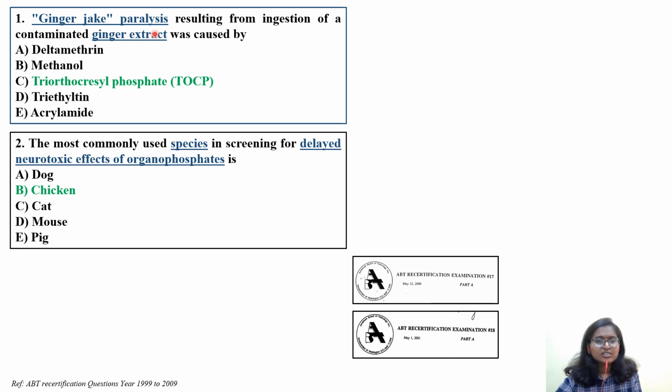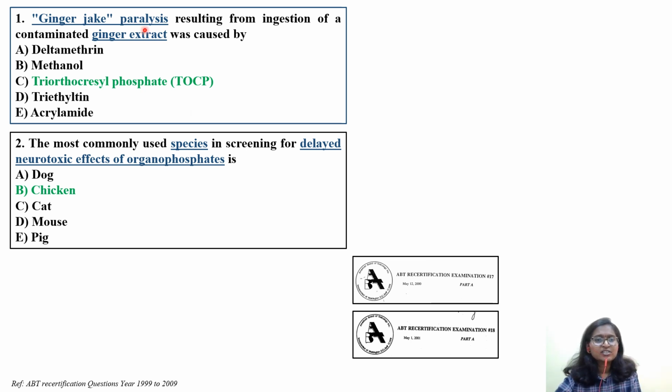Ginger jack paralysis resulting from ingestion of contaminated ginger extract was caused by. See, till now in the previous slides I have already discussed the concepts and contents. So all these questions, if you have listened to my previous slides very cautiously, you will know the right answer. Anyways, I am already keeping the right answer green. So you can pause the video and take a screenshot after all the 4 to 5 questions are there on the slide, so that you can remember well.